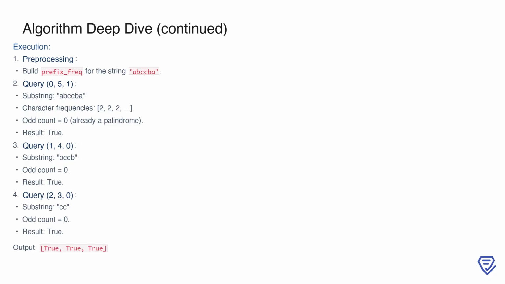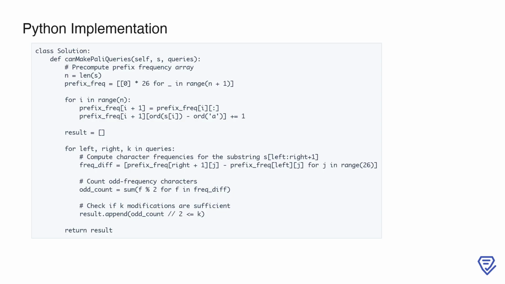Lastly, for the query 2, 3, 0, the substring is "cc". Here too, the odd count is 0, so the substring is a palindrome without any modifications, resulting in true. The final output for all queries is true, true, true, demonstrating how the algorithm efficiently determines the results. This solution efficiently handles the problem using a pre-processing step and prefix frequency arrays.